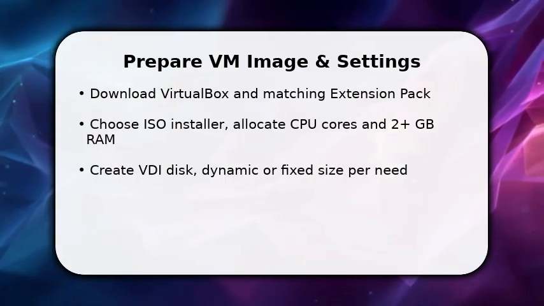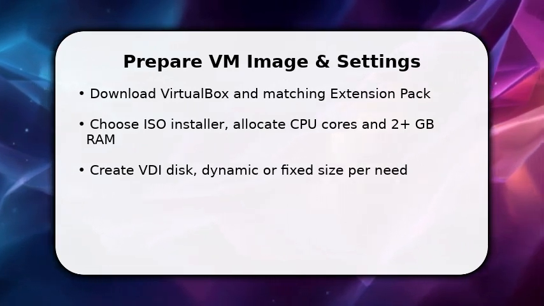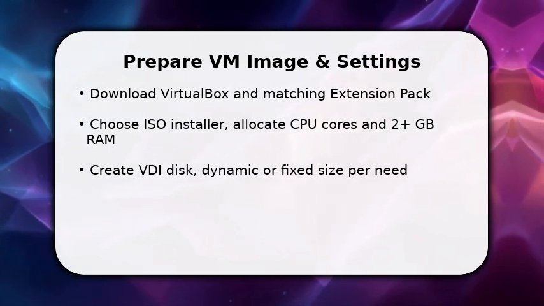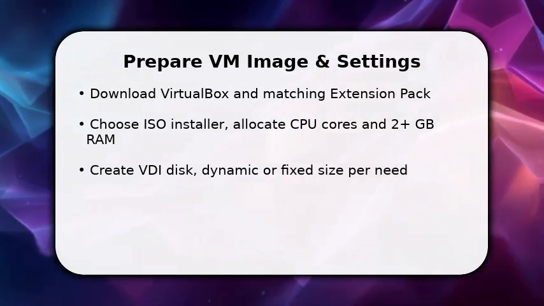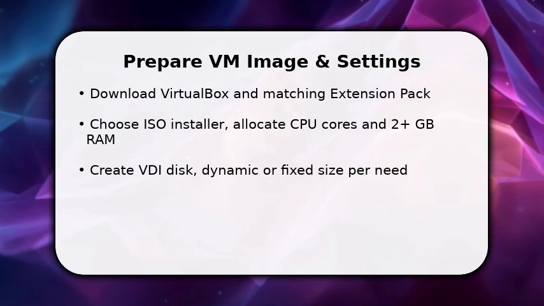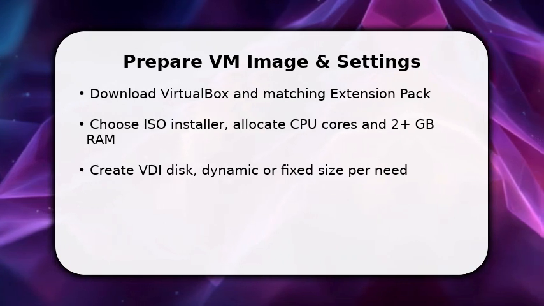You begin by preparing the VM image and core settings. First, download VirtualBox and the extension pack so USB and RDP work. Then pick the OS ISO you will install. Create a new VM, set the name and OS type, and allocate CPU cores and at least 2 GB RAM. Make sure virtualization is enabled in BIOS.